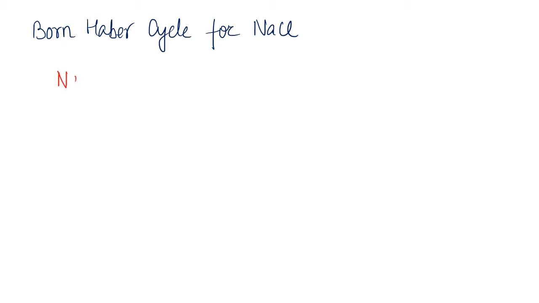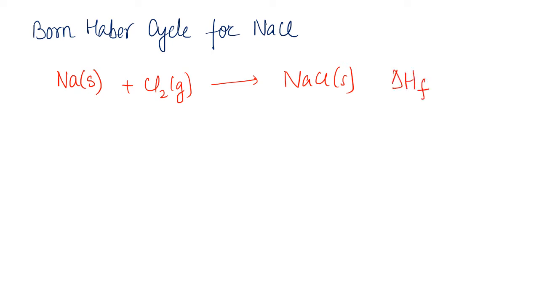The sodium metal is present as sodium solid, and chlorine is present as Cl2 gas. These are called standard states. From these standard states, we form NaCl solid. This is called enthalpy of formation. To make NaCl we need half Cl2, because we need only one Cl atom. Write down in your notebook with me: this is our enthalpy of formation.